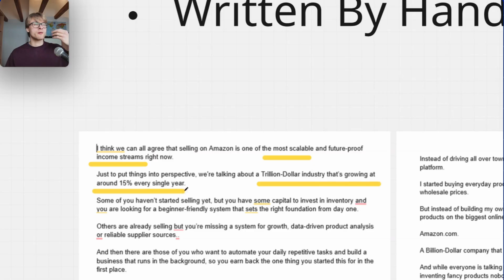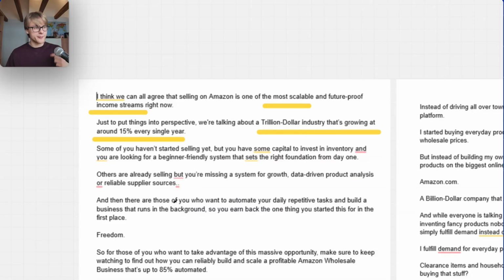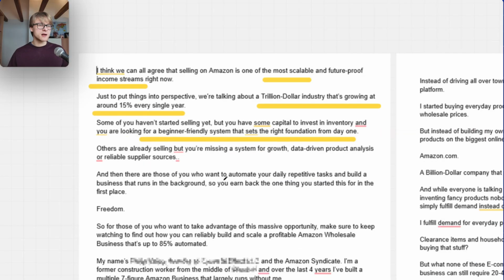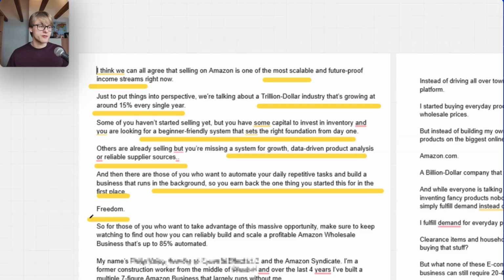This is how we're confirming basically the thought in their mind. Some of you haven't started selling yet, but you have some capital to invest in inventory, and you're looking for a beginner-friendly system that sets the foundation from day one. This is ICP number one. Others of you are already selling, but you're missing a system for growth, data, or reliable suppliers. And then there are those of you who want to automate your daily repetitive tasks and build a business that runs in the background, so you can earn back the thing you started this for in the first place: freedom.